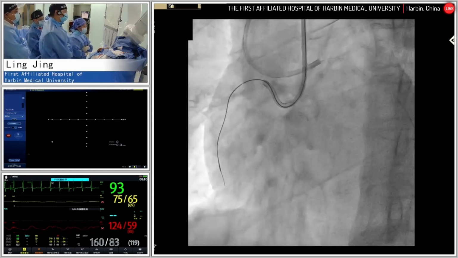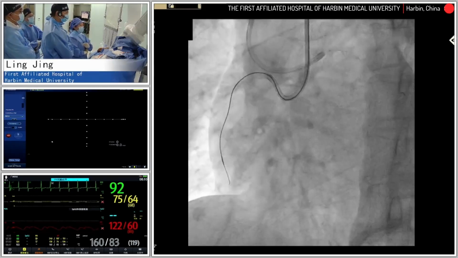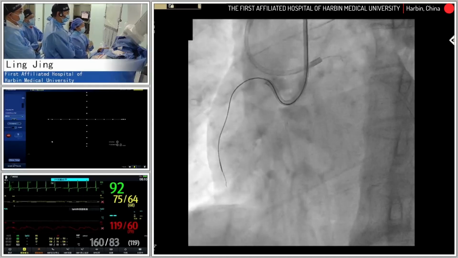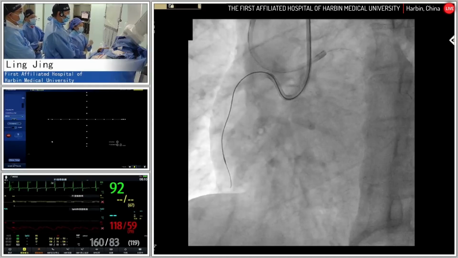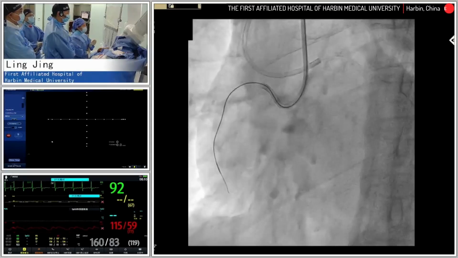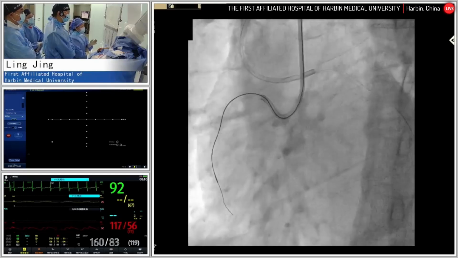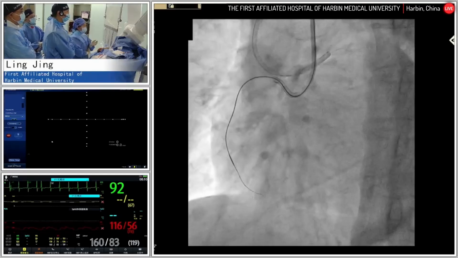Okay, this is a good question. We know that the antegrade wire escalation technique for CTO is important. We find that the XTA is not entering the true lumen, so we change the wire.